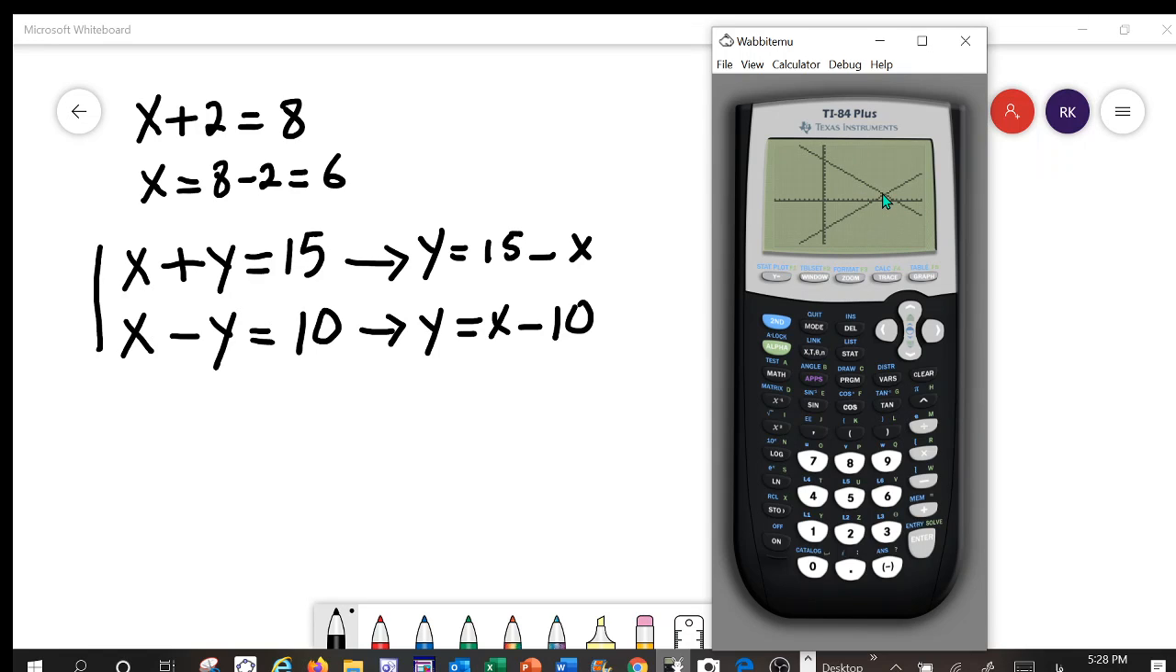So what I want to find is that intersection point, and I can go to second, calculate, intersect, and then it automatically jumps onto one of these.